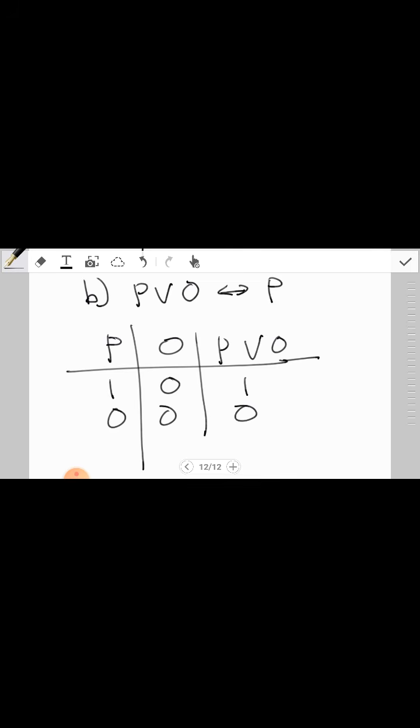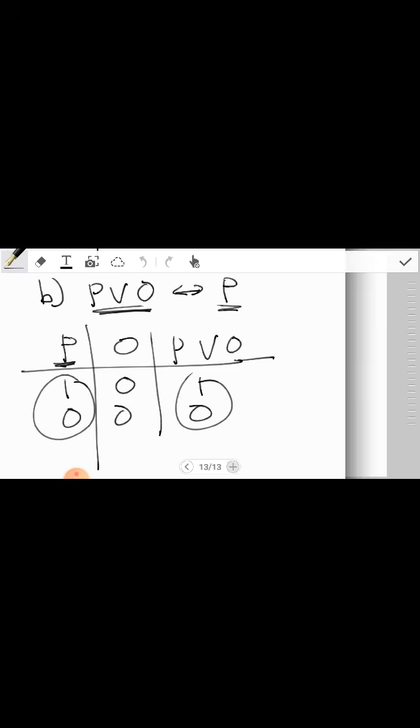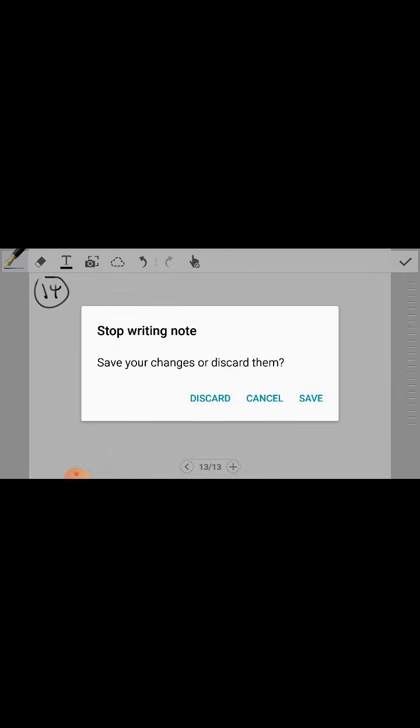So look at the result. Your P or 0 gives 1, 0. What's your P? 1, 0. So they are equivalent. P or 0 equals P. You will do the same thing for the rest in number 13. And finally, we are now down to the last.